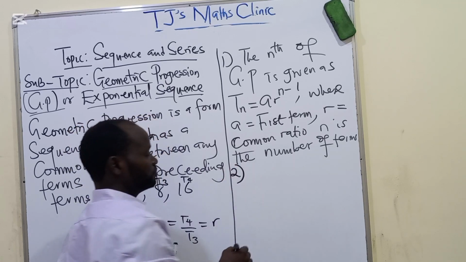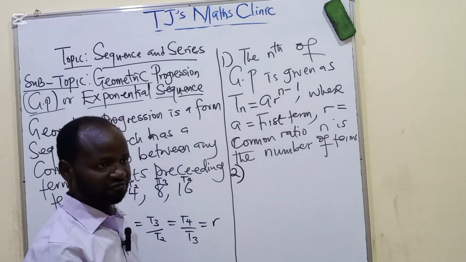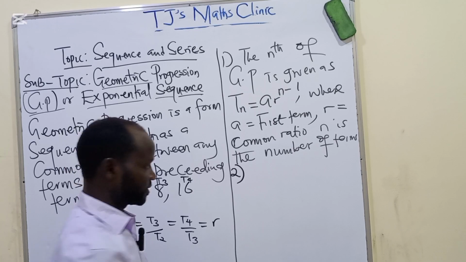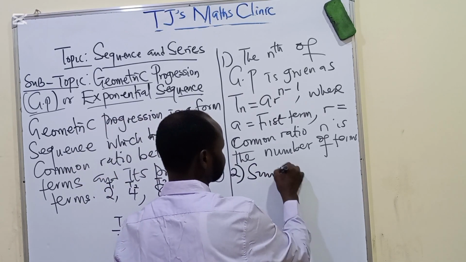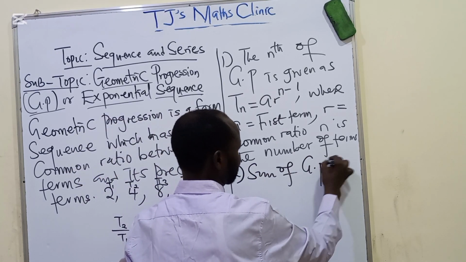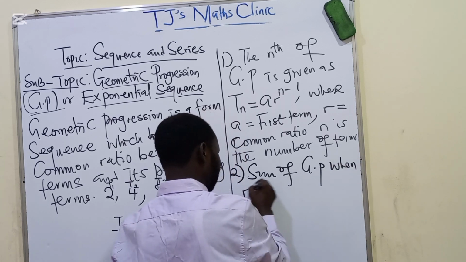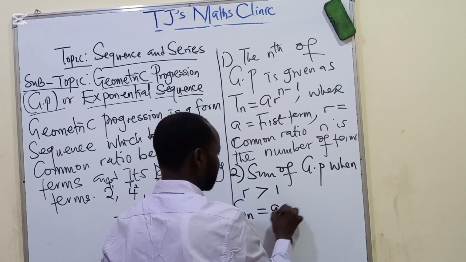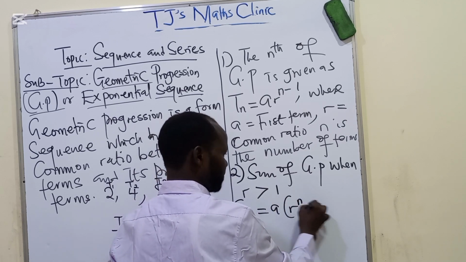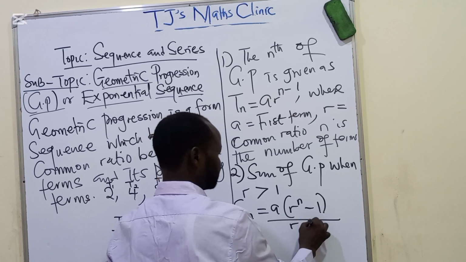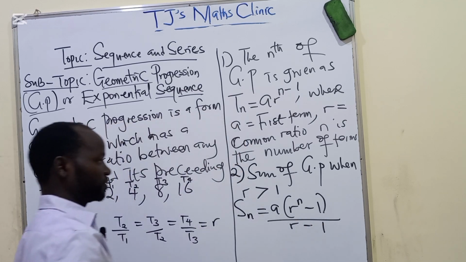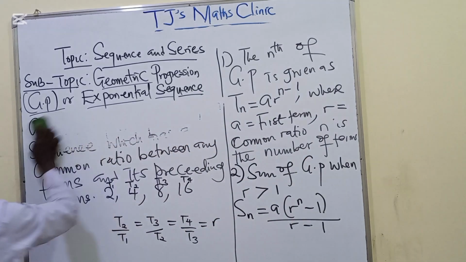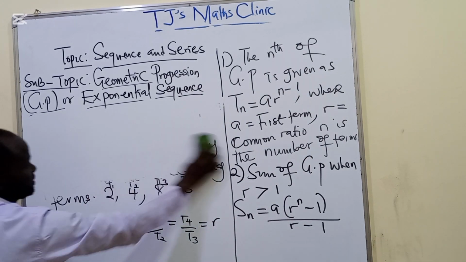Number two, the sum of geometric progression when the common ratio is greater than 1. Very important. Sum of GP when R, which is the common ratio, is greater than 1, is given as sum now will be equals to A into R power n minus 1 divided by R minus 1. This is when the common ratio is greater than 1. Very important.